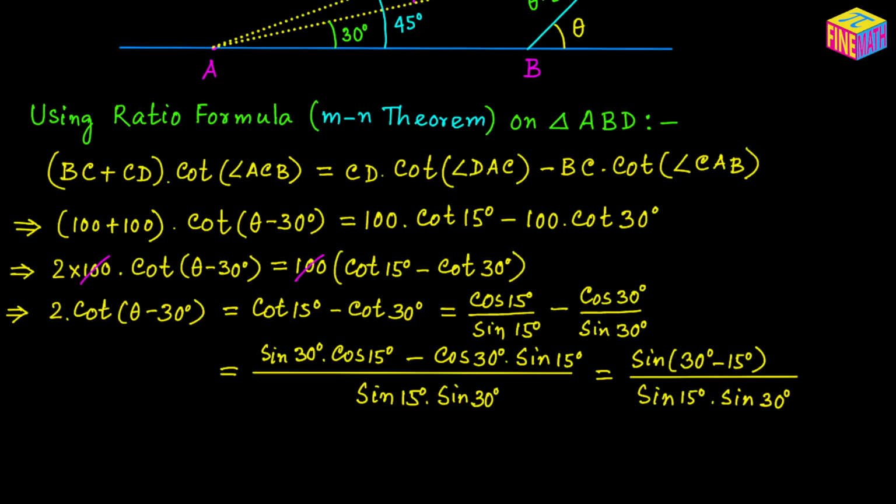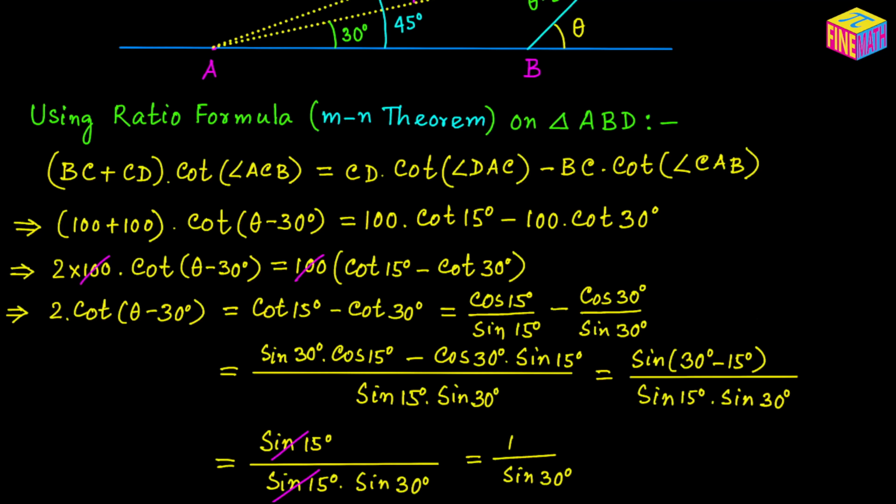Now if you look at the numerator again, it is actually looking like sine of 15 degree, because 30 degree minus 15 degree will be 15 degree. So the numerator is actually sine of 15 degree. So the expression can be written like this: sine of 15 degree in the numerator, and in the denominator we have sine of 15 degree times sine of 30 degree. Now this sine of 15 degree between the numerator and the denominator is going to cancel out, and we are going to be left with 1 over sine of 30 degree.